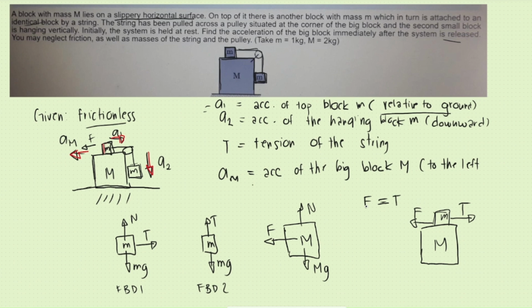So this is just the action-reaction. This is the reaction it gets if m is moving to the right. If this small m moves to the right, this creates a force, and a reaction opposite to this force, which is the tension. So F is basically T, so we'll just put T here.